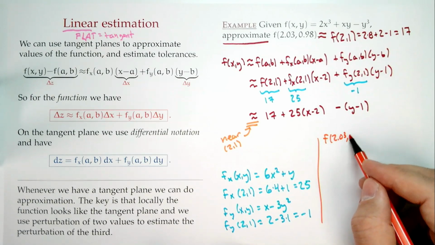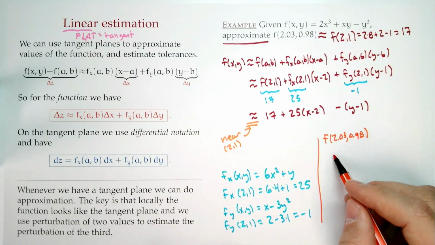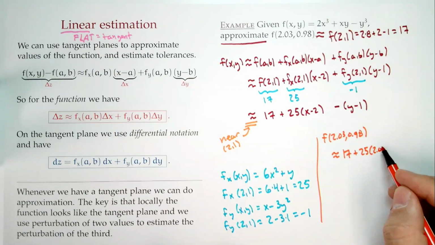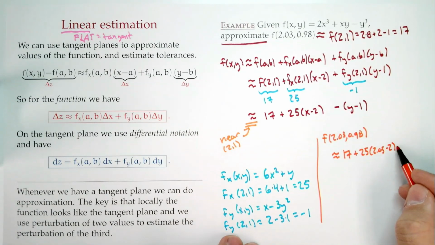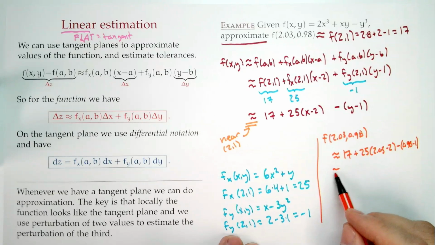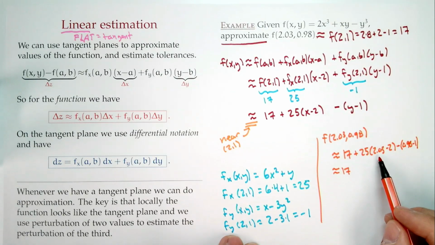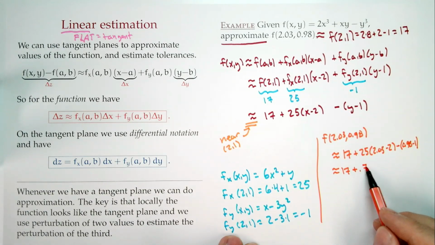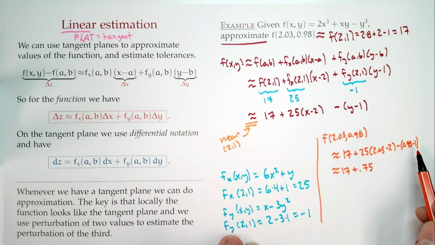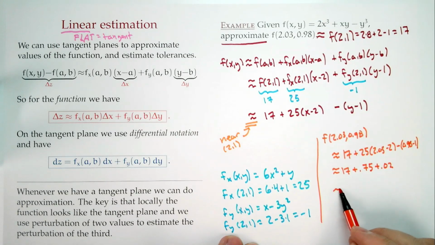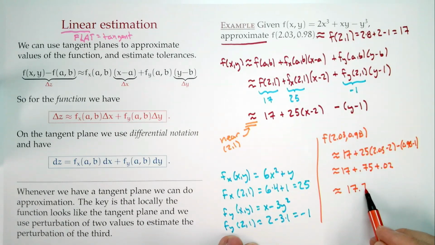So we get that f of 2.03, 0.98 is approximately 17 plus 25 times (2.03 minus 2) minus (0.98 minus 1). Well, that's 17. 2.03 minus 2 is 0.03. Times 25, you get 0.75. 0.98 minus 1 is negative 0.02, but then there's another negative, so it's actually a positive 0.02, and therefore we get 17.77.